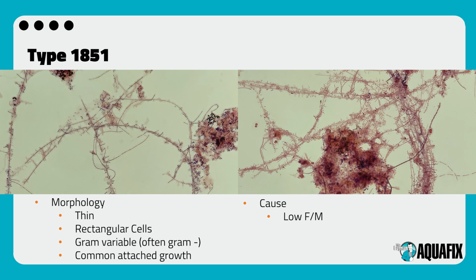Type 1851 is a very thin filament, and it tends to grow in these bundles. You can see on the right a great example of that, where you have a bunch of these filaments growing side by side in this sort of bundled fashion. They also have a lot of attached growth. They're one of a couple filaments that tend to have a lot of attached growth, but almost all filaments with sheaths can have attached growth. This one is very indicative of low F/M in a system, but it's also very common. So you'll see this filament at reasonable abundances in almost all of your samples.